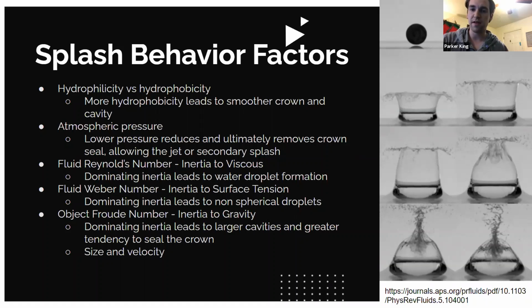Also, we found out that the Froude number of the object falling impacts how the splash behaves, particularly the size of the object and how fast it impacts the water. A higher Froude number leads to a bigger cavity and a greater tendency for the crown to seal from splashing.